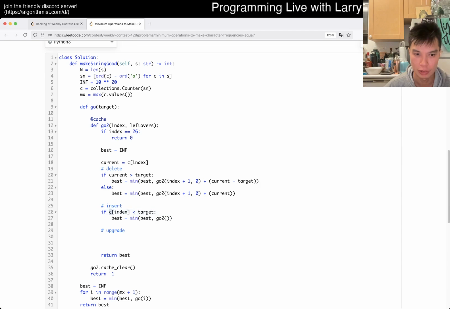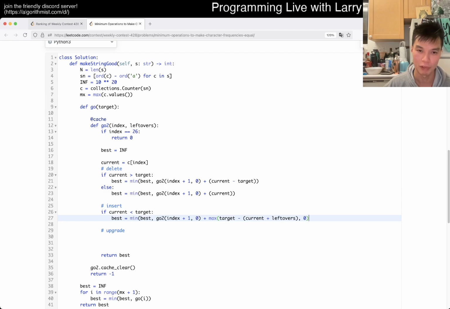Okay, so then now insert. If it's less than target, then we go, well, index plus 1. We will have no leftovers, plus, this is the naive one, but I think we can actually add the leftovers here directly because we get them for free. So then it's just this thing, right? But it could be negative, so we don't want negative, so we want max, right? Okay, so this is insert.